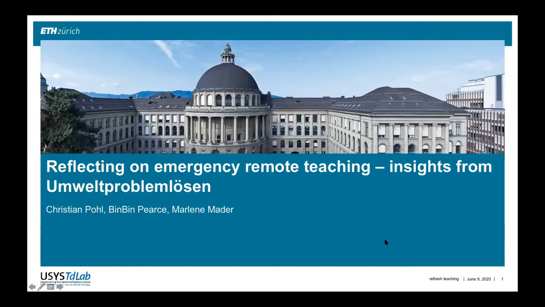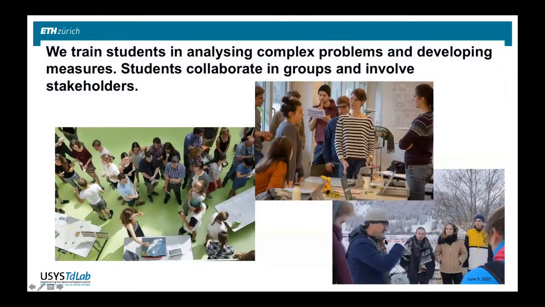Another person involved there, Marlene Mader, she is here too. And Marlene, you correct me if I'm telling rubbish, please. The course is a one-year course that is mandatory for all students in the first year of the Bachelor Environmental Sciences. So we have around 150 students, and the students mostly work in groups over the whole year.